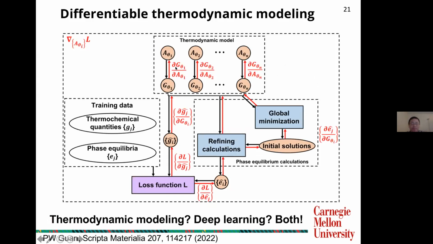I developed a differentiable thermodynamic modeling. Here you can see we can learn both types of data, thermochemical data and phase equilibrium data. How can we do that? Because we transfer the whole thermodynamic modeling into a differentiable framework, so the whole framework can be differentiated. You can differentiate the loss function with respect to the input parameters, then you can train the model in a deep learning style. But you are also doing thermodynamic modeling, so this way combines thermodynamic modeling and deep learning into one.